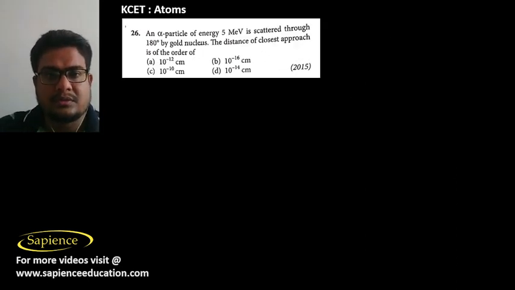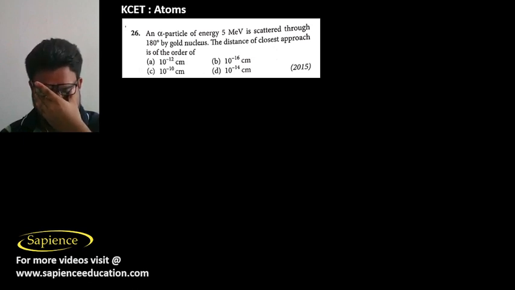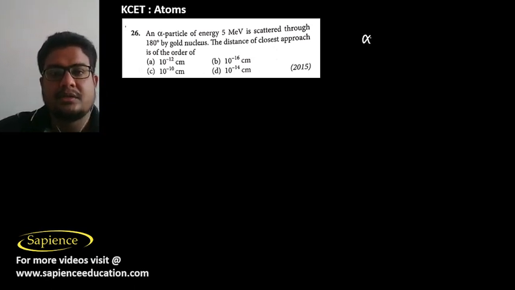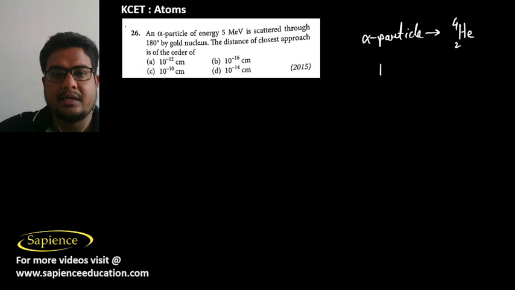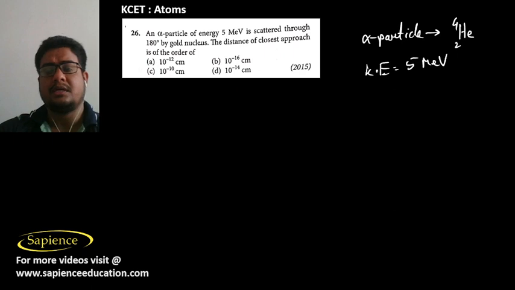Question number 26 says an alpha particle of energy 5 mega electron volt is scattered through 180 degree by a gold nucleus. An alpha particle is the nucleus of helium, He 2 4. So its energy is 5 mega electron volt, and its energy means that it is the kinetic energy.